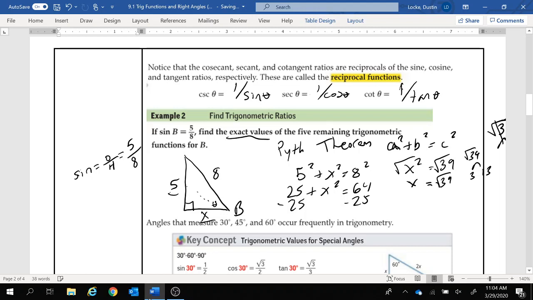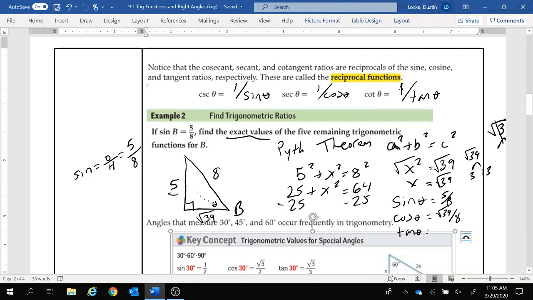So then our last piece, if you want, you can go ahead and change this. The x where it originally was now is going to be square root of 39. Okay. And we'll just set up our ratios real quick. So sine is 5 over 8 as given in the problem. I'm just going to write them out again. Cosine now is going to be your adjacent, square root of 39 over 8. Tangent is going to be opposite, whoops, is going to be 5 over square root 39.